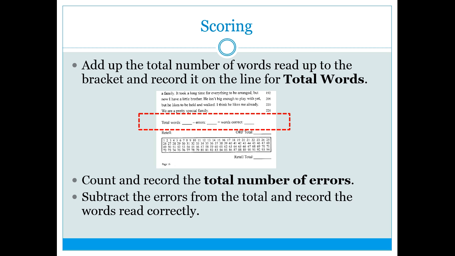When you're finished with the 1-minute period and you're ready to score, add up the total number of words read up to that bracket and record it on the line for total number of words on the left side at the bottom of your sheet. Next, you'll count up and record the total number of errors, words that you marked incorrectly, by slashing them on your scoring sheet. You'll subtract the total number of errors from the total number of words, and then you'll record the total number of words read correctly on the far right side.